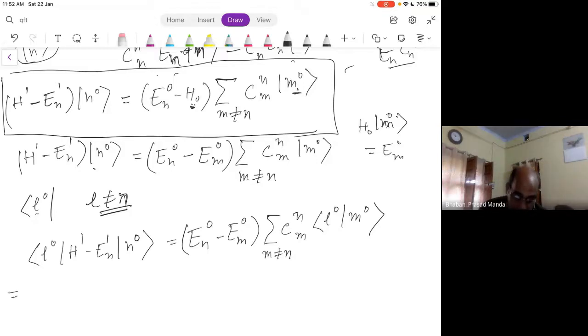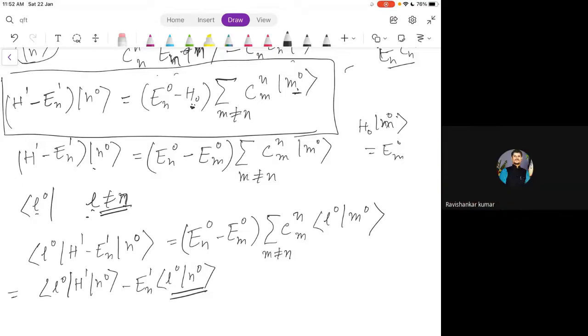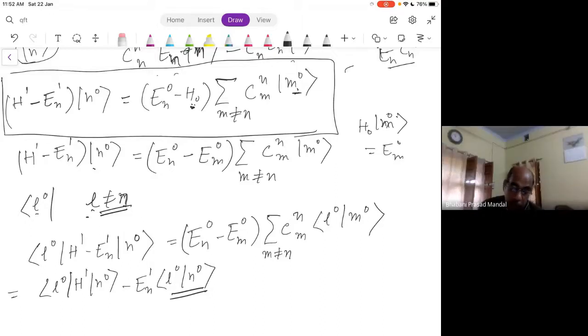So this I can simplify: L0 H1 n0 minus En1 L0 n0. Remember, I have considered L not equal to N. So what happened to this term? Anybody? Zero, because of orthogonality. Because L and N are different. So because of orthogonality, that is why I emphasize taking L not equal to N.